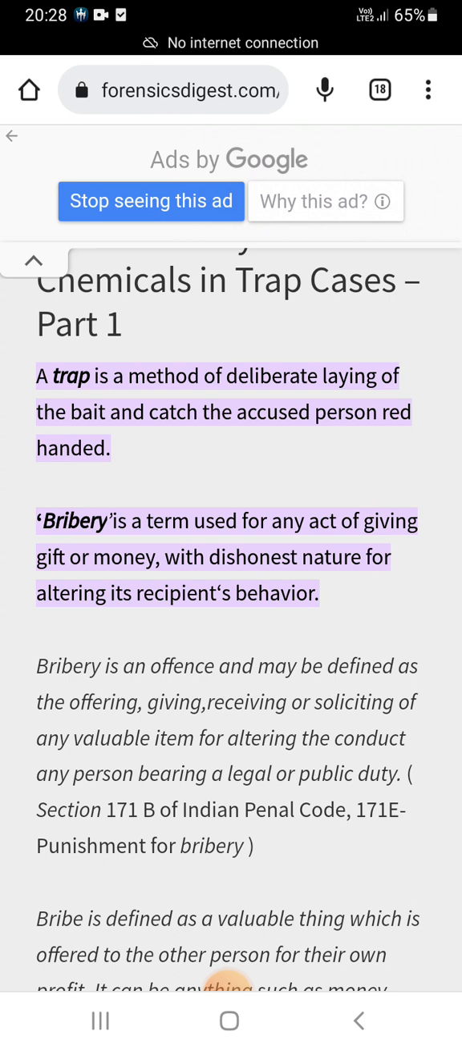In order to trap them, in order to catch them, we use the chemical phenolphthalein. Phenolphthalein is an indicator, a universal indicator, which is applied to the currency notes so that we can catch the suspect red-handed. If we come to know about bribery cases, in order to trap the suspect, we use the chemical known as phenolphthalein.